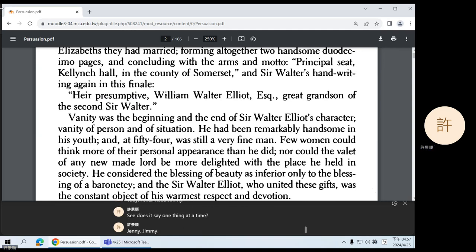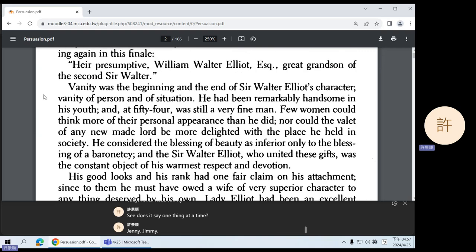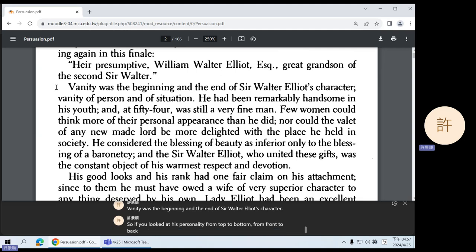就不是堂表兄弟姐妹，是再往上一个的堂表兄弟姐妹. So that's the family history. Vanity was the beginning and the end of Sir Walter Elliot's character. So if you looked at his personality from top to bottom, from front to back, all of it was vanity.